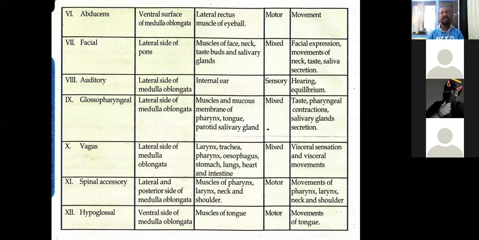That is number 11. And number 12, the last one, hypoglossal. The hypoglossal nerve arises from the ventral side of the medulla oblongata. It innervates the muscles of the tongue, the movement of the tongue, and it is motor. It is the movement of the tongue which is controlled by you. Just imagine, if our tongue does not move, we cannot speak. The tongue must move and turn, and all the variety of movements related to the tongue are controlled by the hypoglossal nerve, arising from the ventral surface of the medulla oblongata. It is motor in nature.